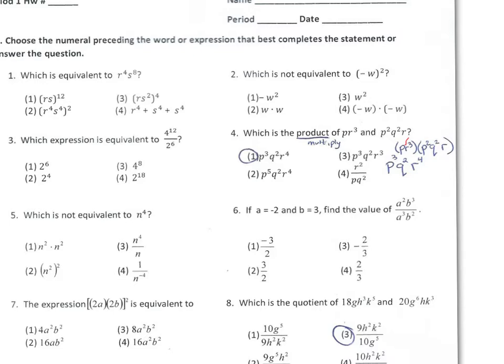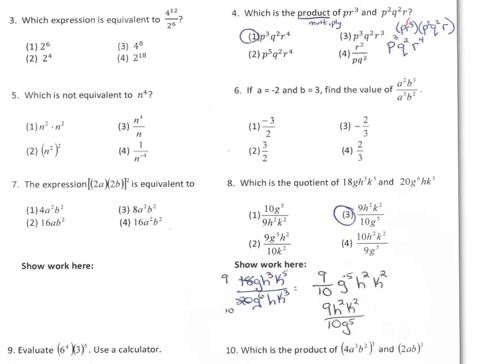I go alphabetical, so the next letter alphabetically is q. I don't have any q's in the first term, but I do have a q in the second term. So q squared times 1, I guess, is just a q squared. And then r cubed times r, remember r is to the first power. Add exponents, 3 plus 1 is 4. So r to the fourth, choice 1. Pause if necessary, otherwise move on with me.